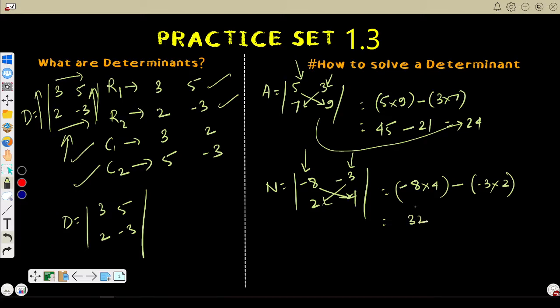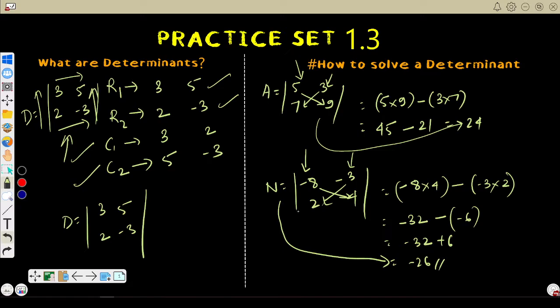Minus 8 into 4 is minus 32, plus minus will be minus. Now minus 3 into 2 is minus 6. So if you solve this, minus 32 minus minus will be plus, which is equal to minus 26. So the value of determinant N is minus 26. This is how you solve the determinant.